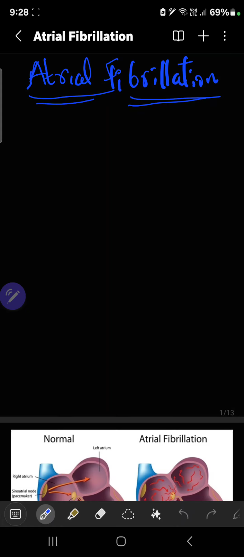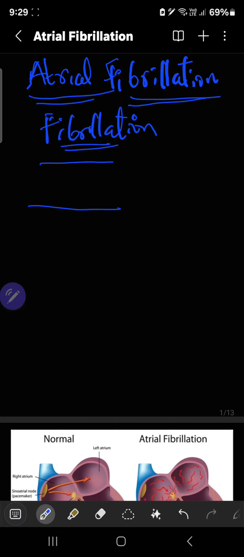Today we will discuss atrial fibrillation. Before discussing atrial fibrillation, first we have to know the meaning of fibrillation. Normally, suppose this is the muscle, and the muscle contains several muscle fibers.